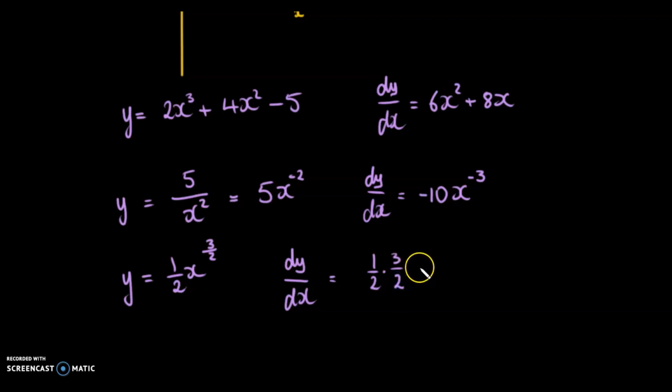3 over 2, x to the power of 3 over 2 minus 1. Now what does that come out as? Well, we can do that. Multiply the fractions. 3 over 4x to the power of a half. Now hopefully that made sense, and those are just some of the examples of questions that you'll come across while differentiating.